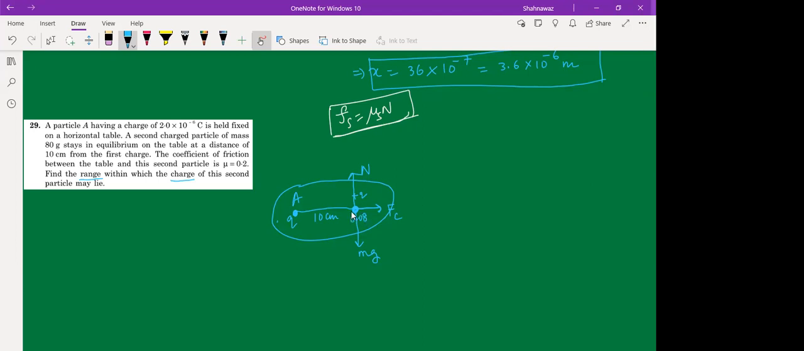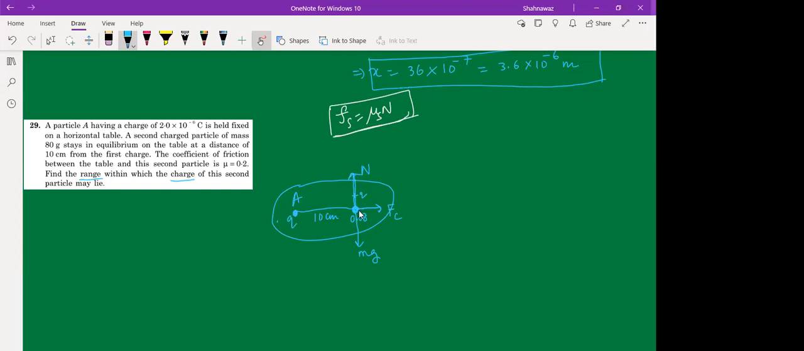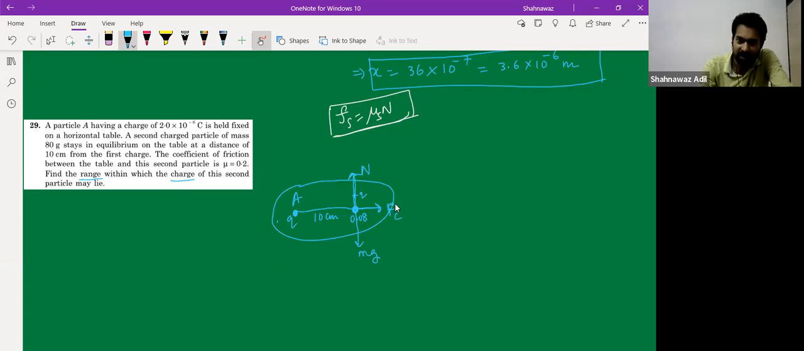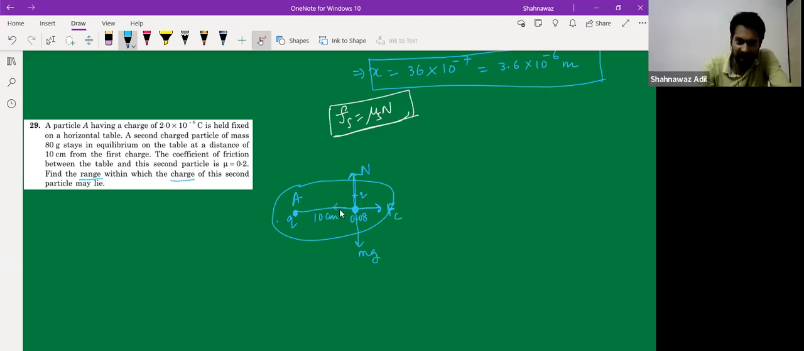No, sir. So I am asking that this weight is balanced by this normal reaction, right? And you have this Coulombic force, right? So this is balanced by which force? Can you guess? Any guess? Electrostatic. Yes, static friction. Absolutely correct.